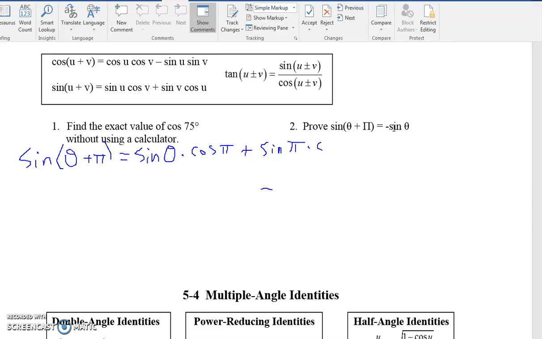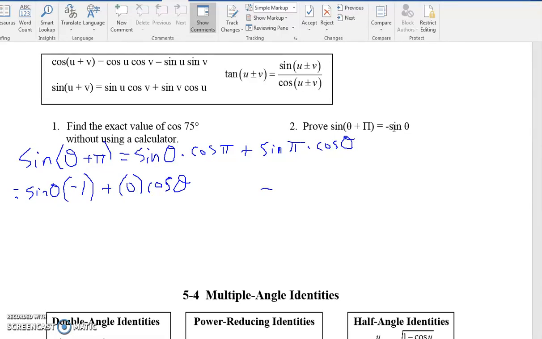times cosine of the first angle, and the first angle was theta. We'll just have to ignore the squiggle that showed up there. So in the first little chunk, sine of theta is not going to change at all. But cosine of pi, the x value at the angle of pi, is -1. So I have sine of theta times -1. And to that I'm going to add sine of pi. So what is the y value at the angle of pi? That's 0 times cosine of theta.